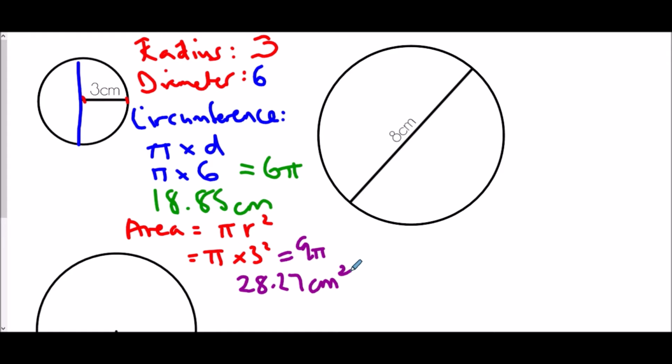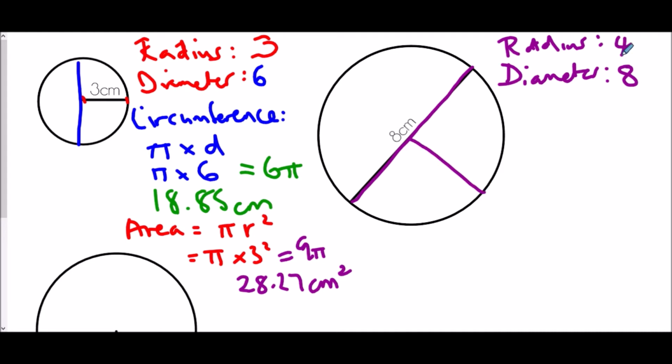For the 8 centimetre circle, well, again, I'm going to write down radius and diameter straight away, so that I can just keep track of what I've actually been told. Now in this case, the line that we've been given is the one that goes all the way across. That means it is the diameter, so the diameter is 8. The radius, well, that is only half of that, and therefore the radius is 4.